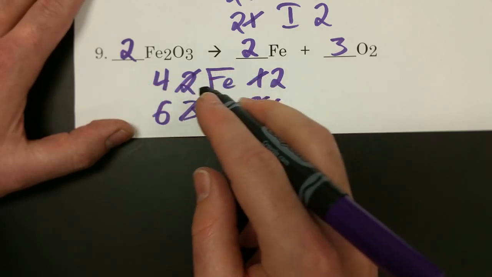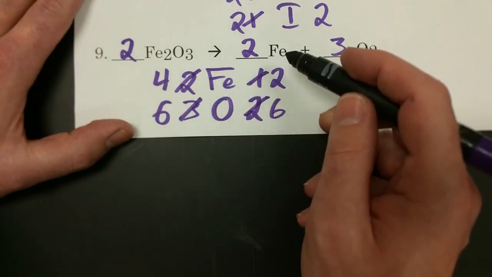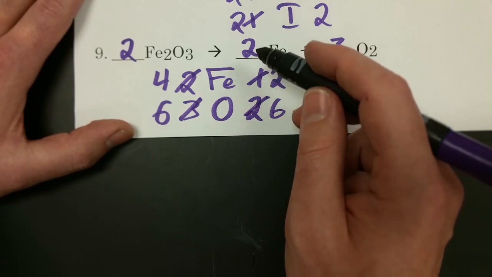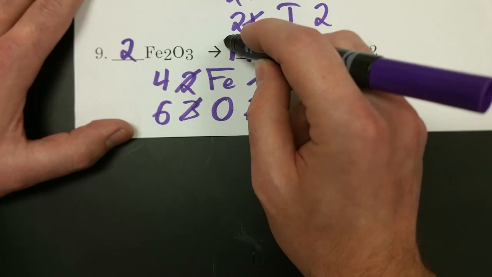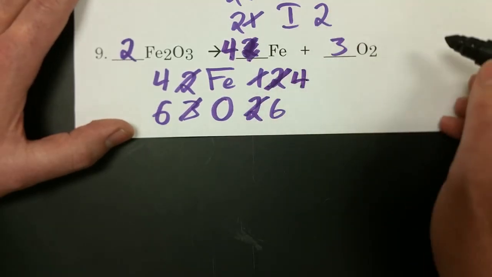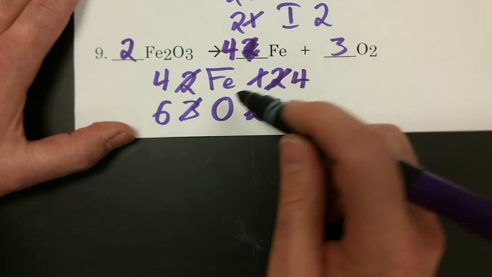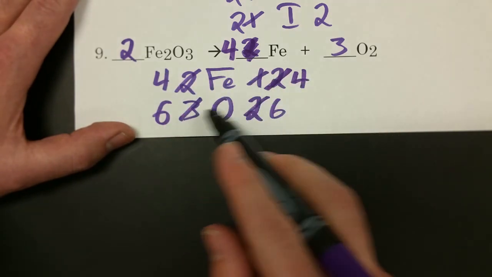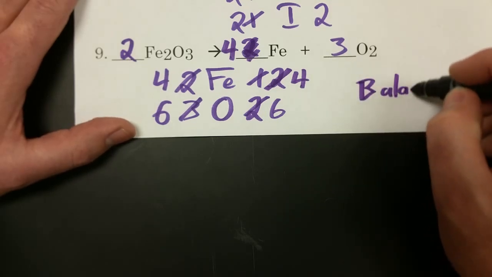But that's not a difficult thing to fix this time because the iron is by itself on this side. So we tried multiplying by 2 and that gave us 2. Well, since we need 4 now, let's just change this to a 4. Sometimes you have to go back and revisit the same compound and change your number again. So if we double check, we've got 4 irons on this side and 4 irons on the other, and 6 oxygens on each side. So we're balanced now.